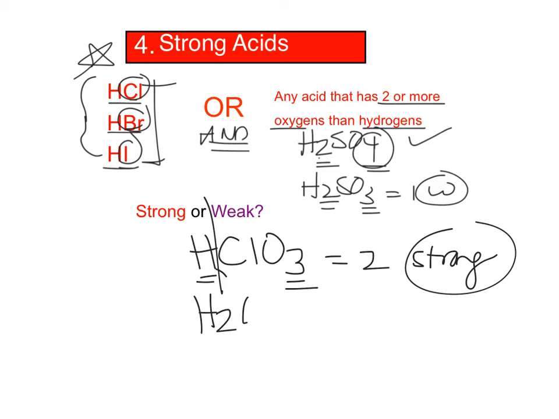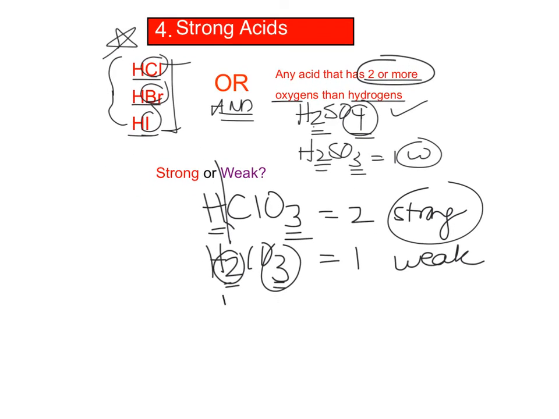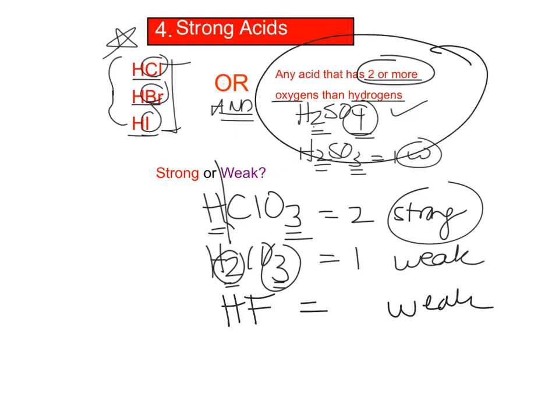What about carbonic acid? Would you label it strong or weak? Okay, if you said weak, you are correct. Carbonic acid is a weak acid. There's a 2 to 3. There's only 1 oxygen difference, and the rule says it has to have 2 more oxygens than hydrogens. What about hydrofluoric acid? If you said weak, you are correct. So notice there's no oxygens, that's this half of the rule, but the other rule is iodine, bromine, chlorine. Well, fluorine does not fit that category.